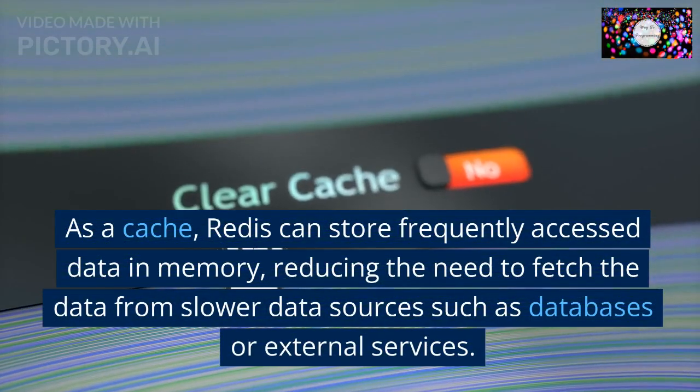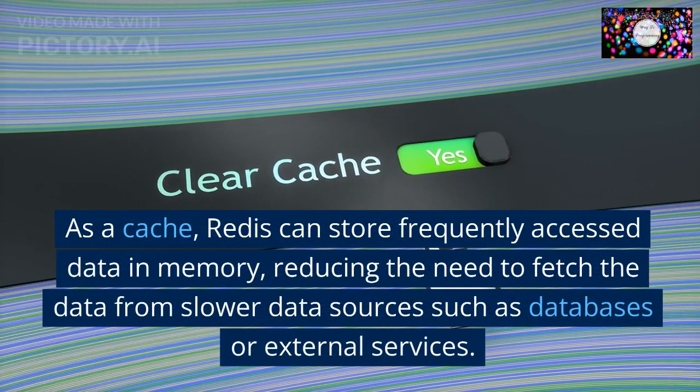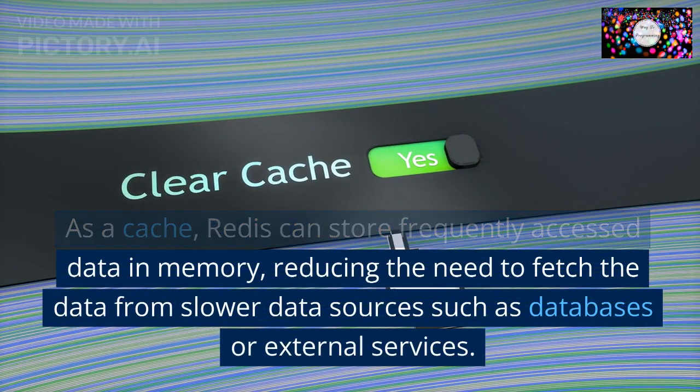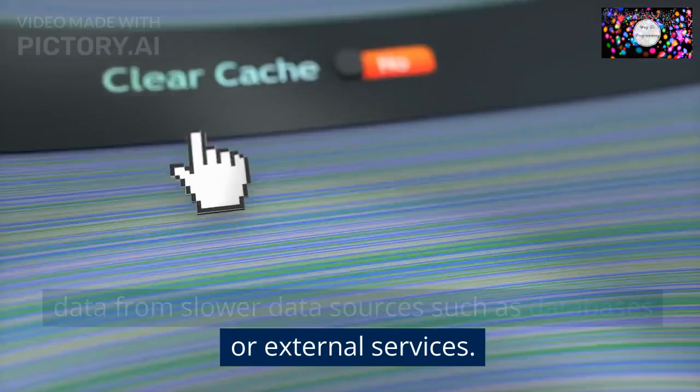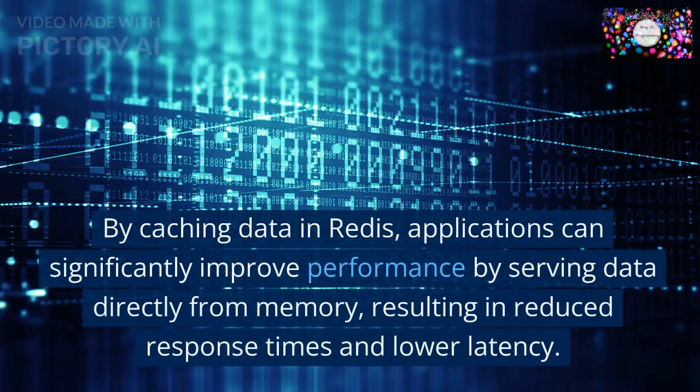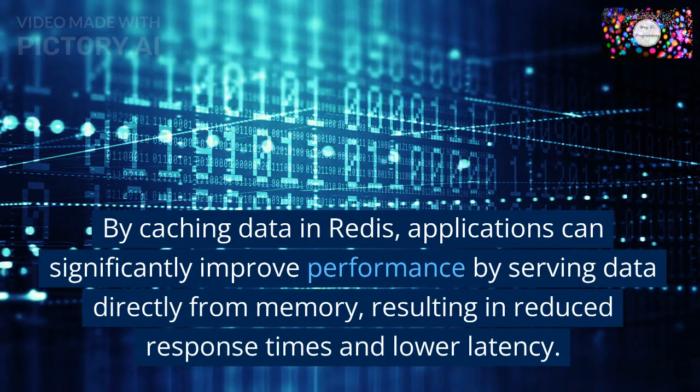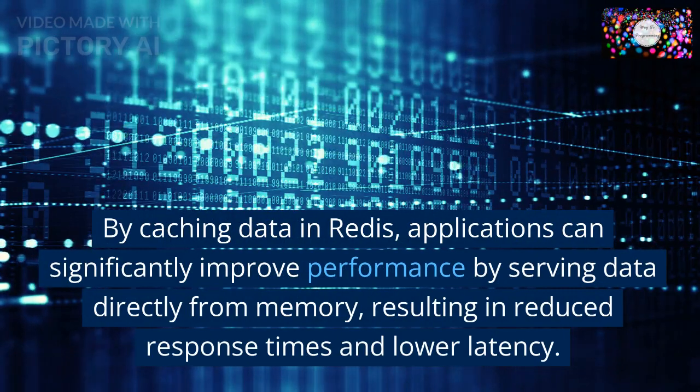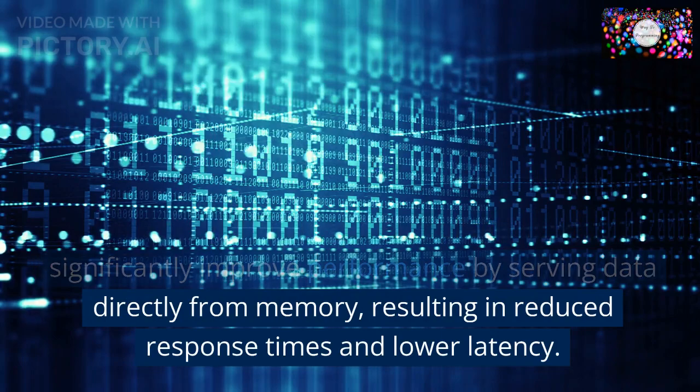As a cache, Redis can store frequently accessed data in memory, reducing the need to fetch the data from slower data sources such as databases or external services. By caching data in Redis, applications can significantly improve performance by serving data directly from memory, resulting in reduced response times and lower latency.